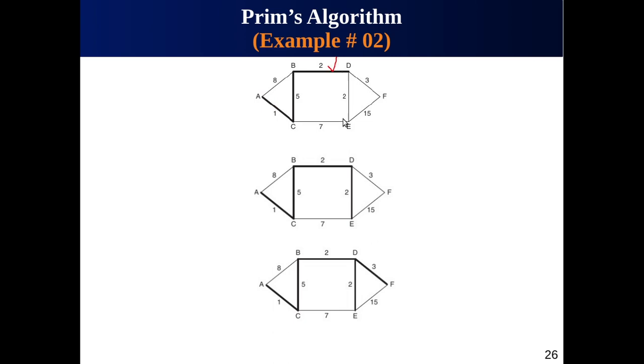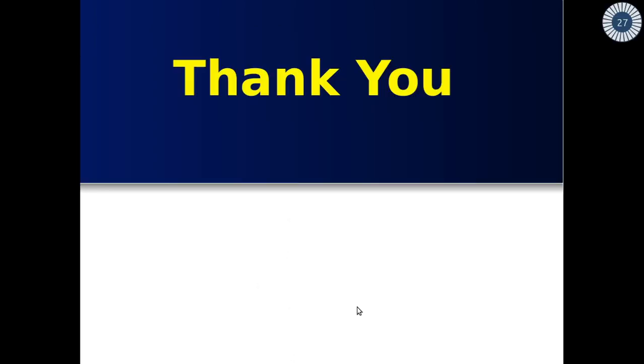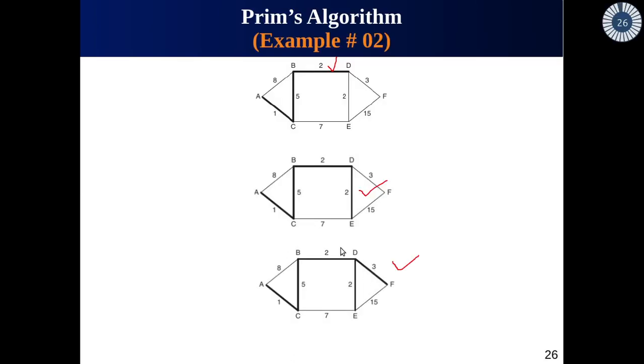Now the smallest here is 2. So DE has been selected. Next, the smallest value is from D to F. So this one has been selected. Okay, I think we are done. Because all the vertices are now connected and we do not have any cycle there. Let us see an animation of the Prim algorithm.